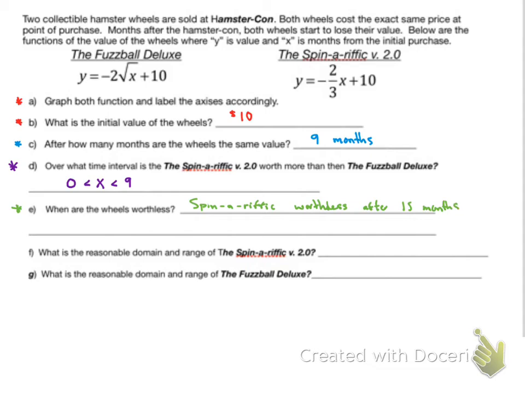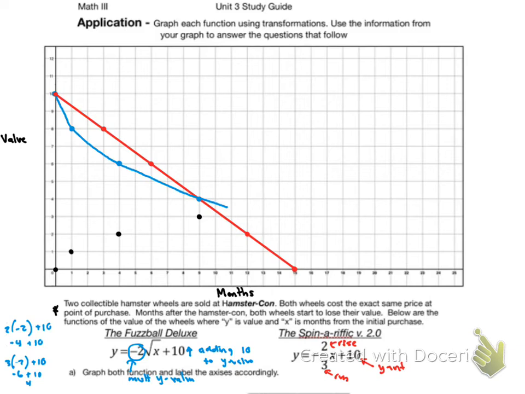And now let's look at the other one. When is the Fuzzball Deluxe worth nothing? So if we're looking at Fuzzball Deluxe, off from the graph, we're not going to be able to tell. We don't know exactly where this is going to intersect. You're always welcome to pick points, plug it in, and if you get the y value to be 0, that's the x value, that's the amount of months where there's no value to your product.